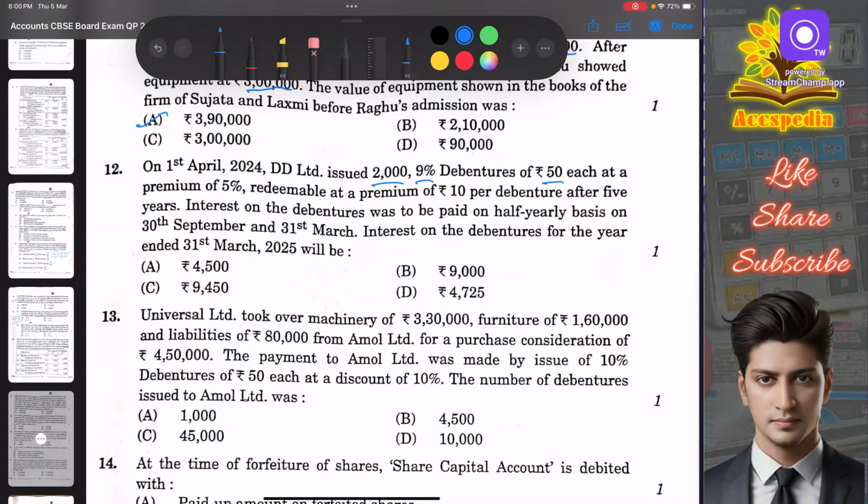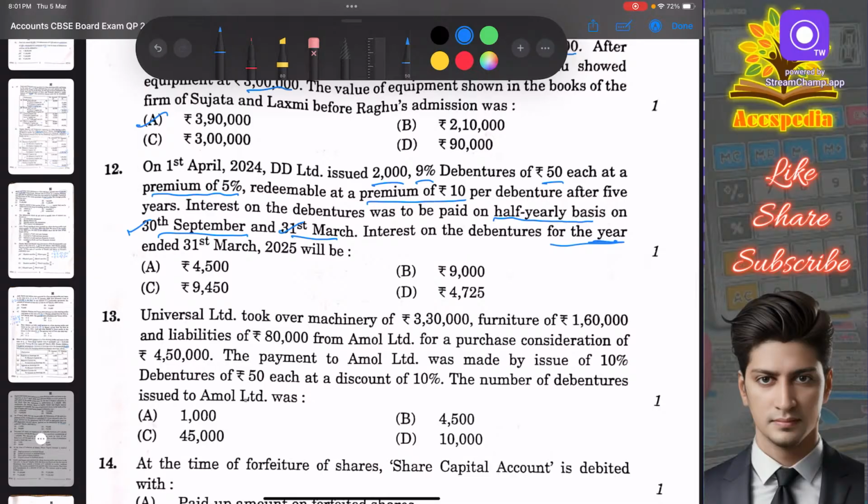Okay. On 1st April 2024, DD Limited issued 2,000 9% debentures of 50 each at a premium. So issued at premium, redeemable at premium. Interest on debentures was to be paid on a half-yearly basis on 30th September and 31st March. The question asks for interest on debentures for the year. So that means for the year we are paying 2 interest. But they are not asking what is the interest paid on 31st March. They are asking the interest for the year ended 31st March. For that year ending, we have 2 interest. So it's full year interest.